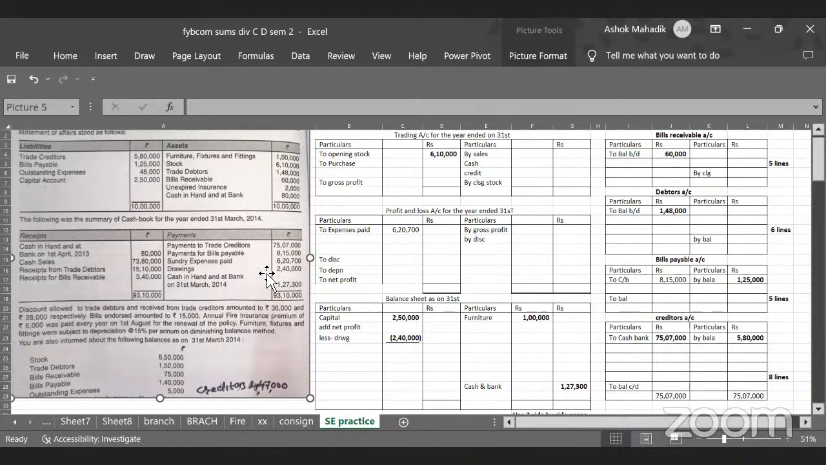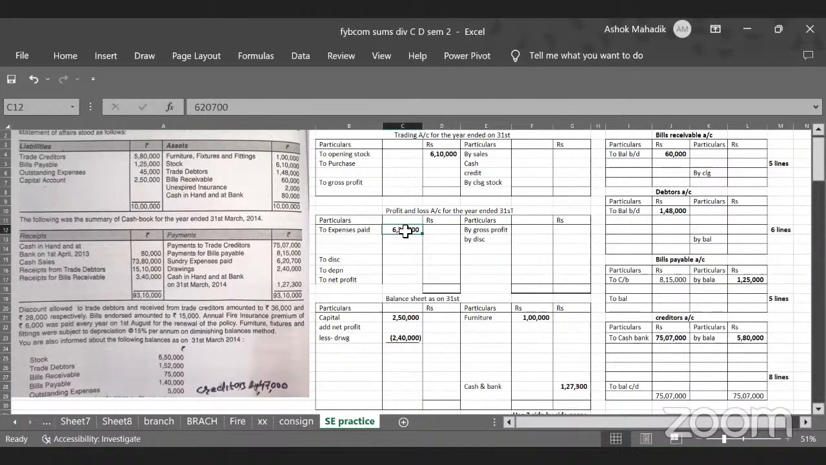Sundry expense, here it is on the credit side. In P&L, it will be on the debit side, 6,20,700. Clear? Then drawings. Drawings will reduce from capital, 2,40,000. Then closing cash balance, it's an asset. Cash balance means we'll put on the asset side cash and bank balance 1,27,300. Okay, I hope you have understood whatever I have shown you till now.